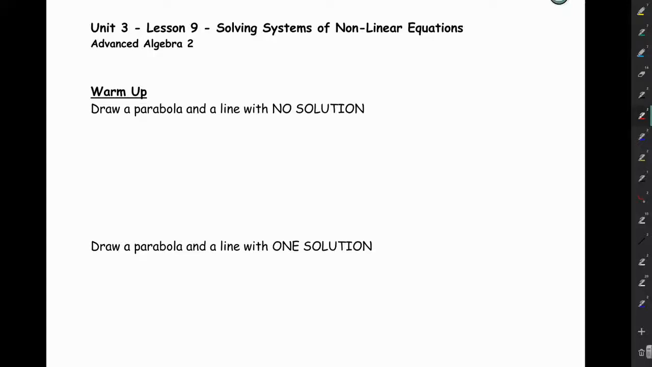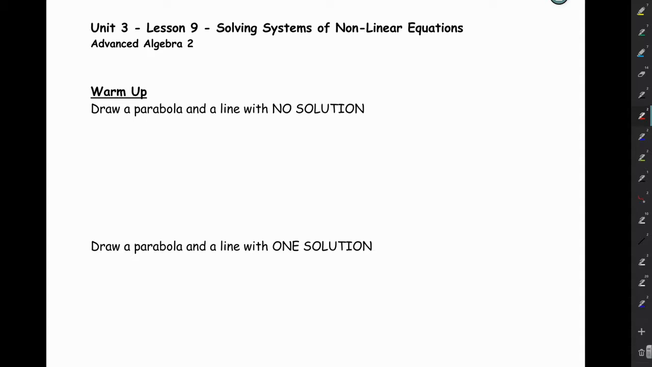Hi everyone, in this lesson we're talking about solving systems of nonlinear equations. And we're going to do a warm-up to sort of demonstrate what we mean by that. But basically nonlinear systems are systems where we have at least one equation that's not a line.